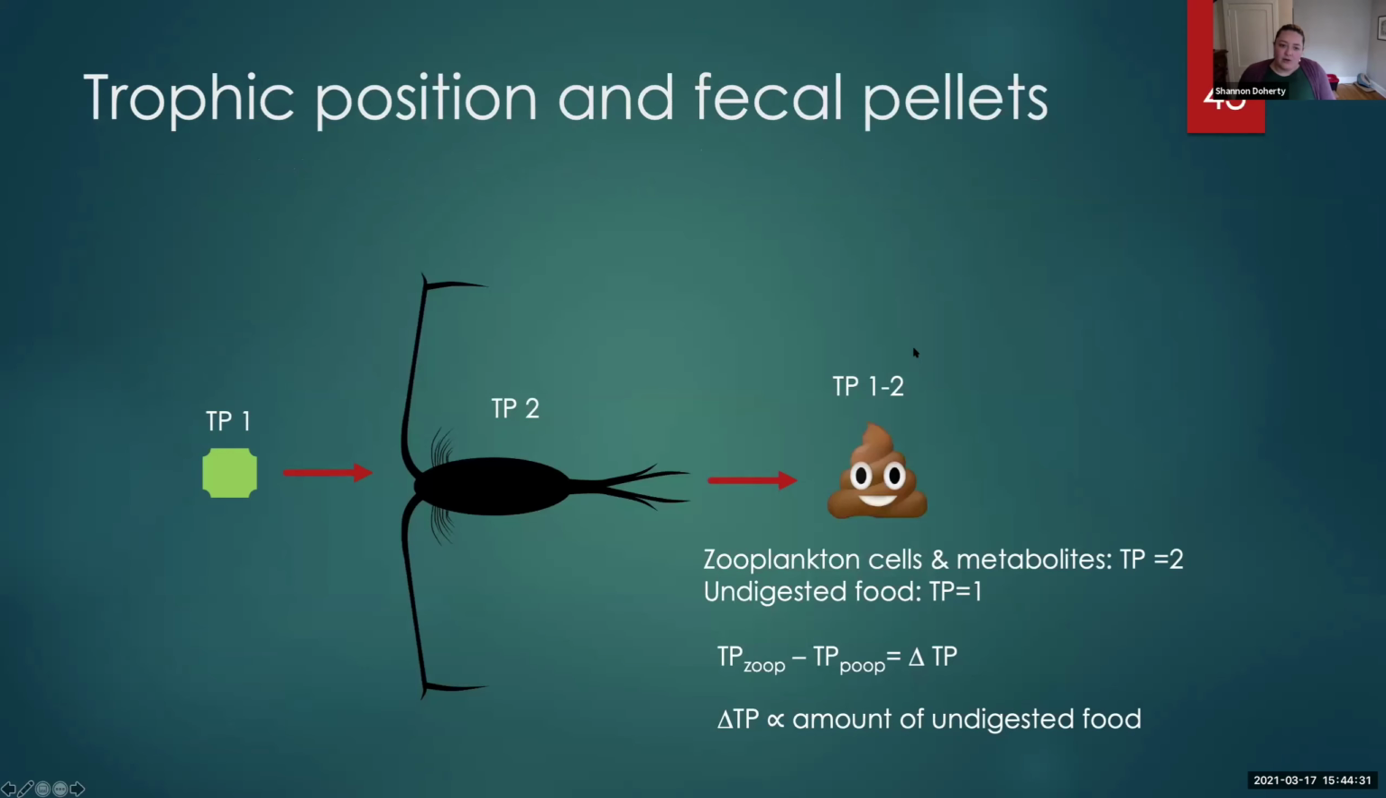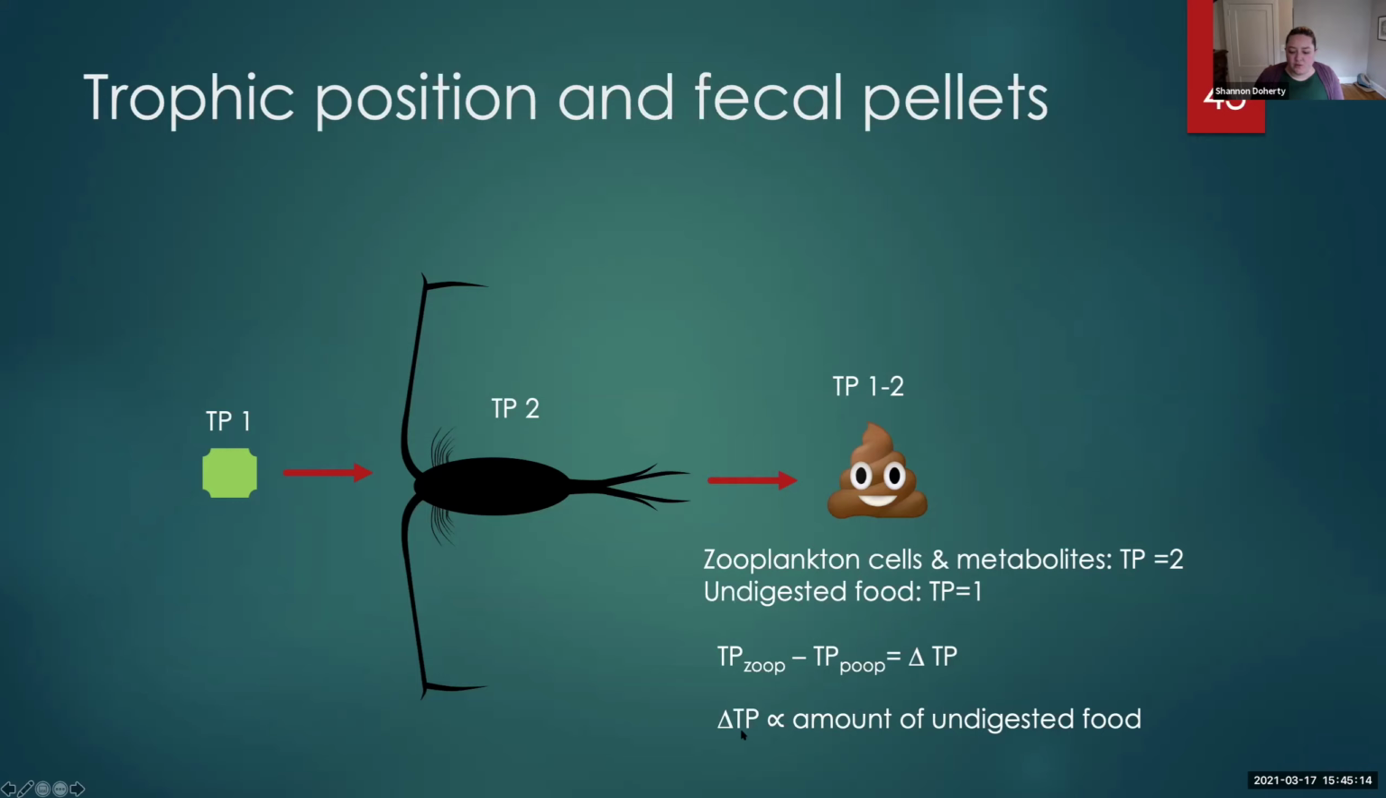And when we're piecing together why this would be the case, we're thinking about what a trophic position of a fecal pellet means. So if we have the zooplankton that are eating a trophic position 1 phytoplankton, they will have a trophic position 2 by definition. And then their feces will have a trophic position of 1 to 2 because the zooplankton cells and metabolites that are in the feces will have a trophic position of 2, and any undigested food will have a trophic position of 1. So if we make a calculation where we subtract the trophic position of fecal pellets from the trophic position of zooplankton, we can get a measure of delta trophic position.